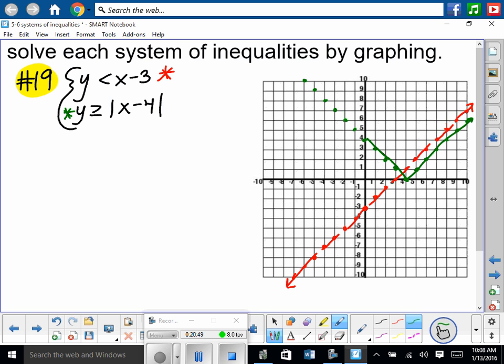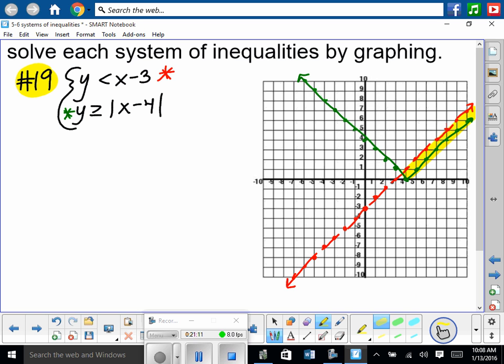So now we're going to shade the region that works for both of these. So it's got to be less than the line, so we have less than the red line, so below the red line, and above, greater than or equal to, above the absolute value function. So isn't that just this piece? Ding, and we're done.